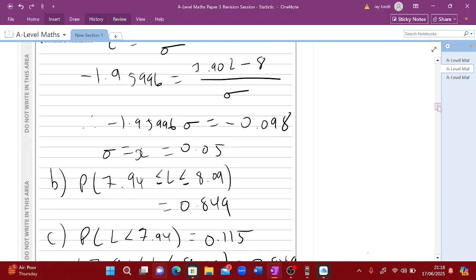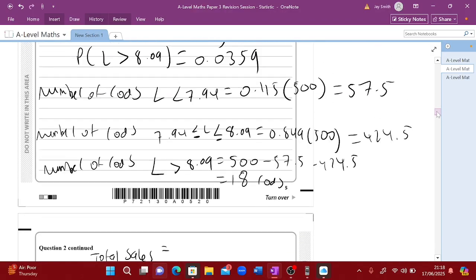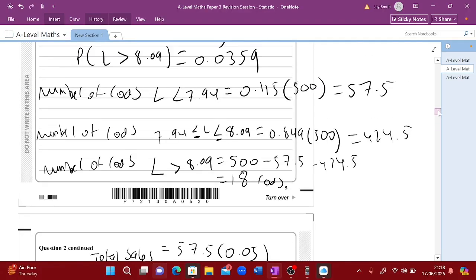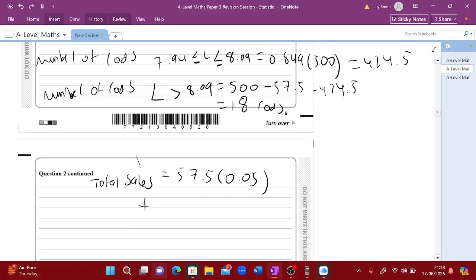So then the sales is there are 57.5 of the first rods, and they give us, remember, 5p, so that's 0.05 pounds. And then the second and the third one, there are 424.5 add 18, and they give us 0.5, because they both sell for 50p. So the sales we get is 50p lots of the amount of rods we have with those two. So let's just work that out.